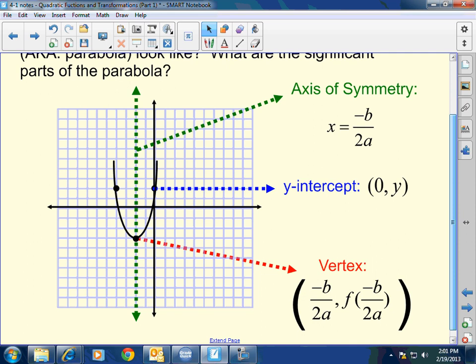First thing I have here, I have a parabola, and it is pointing upwards, okay? So we know that my vertex is going to be a minimum in this case. Now, the axis of symmetry, it's in green, x equals negative b over 2a. My y-intercept, that's the y value when x equals 0. And of course, it's going through the y-axis. And my vertex is on my axis of symmetry, which is negative b over 2a, comma.